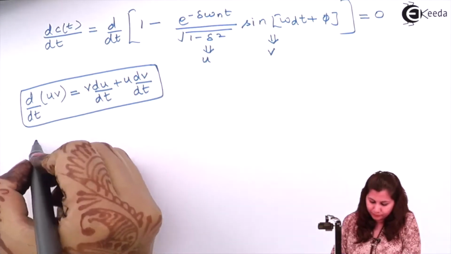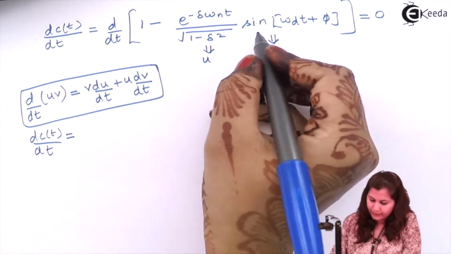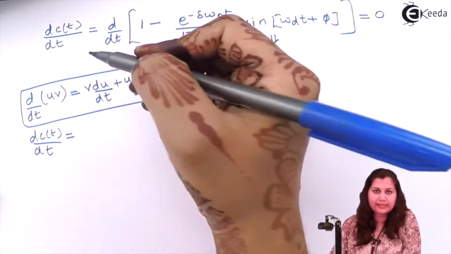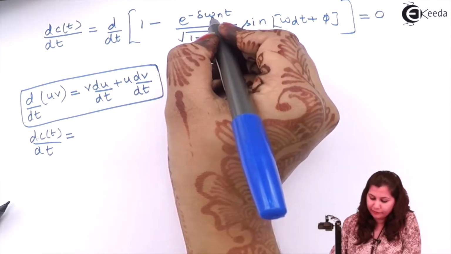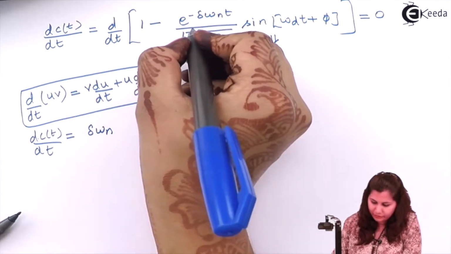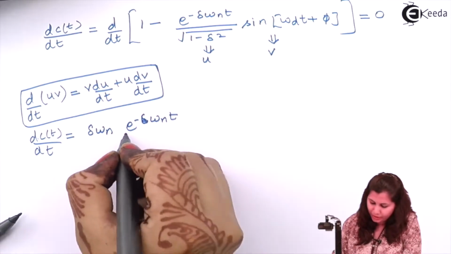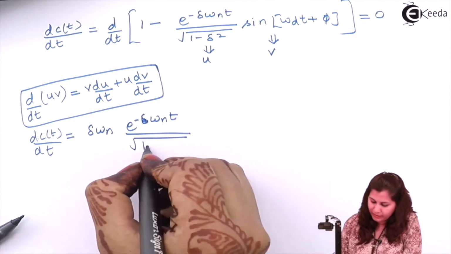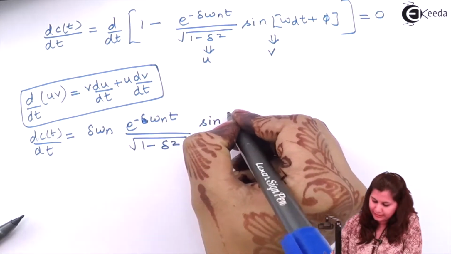So we have dc(t) by dt equals, the derivative of this will be, the minus sign will come outside, so minus minus becomes plus, and then we have delta omega n t, so its derivative will be delta omega n. This term will remain as it is, that is e raised to the power minus delta omega n t. Here it is also a constant, 1 minus delta square, so it will also remain as it is, and this is v, so we put v as it is.